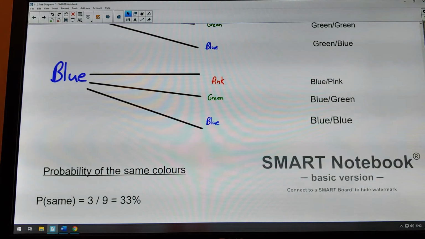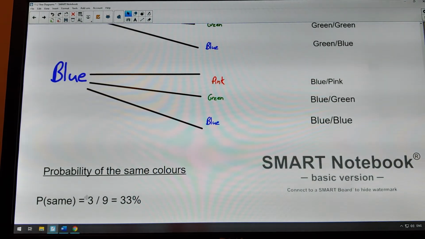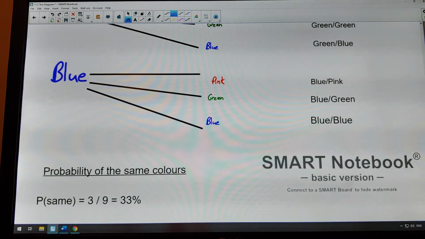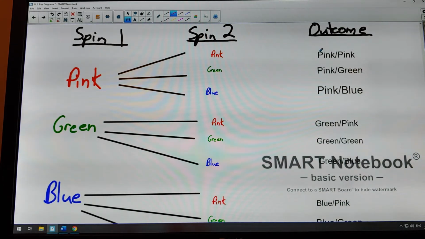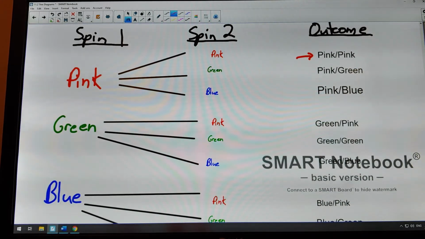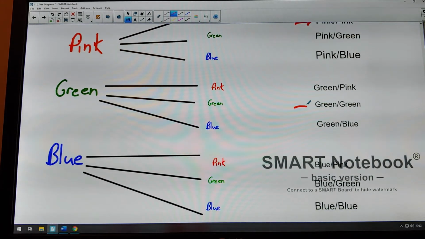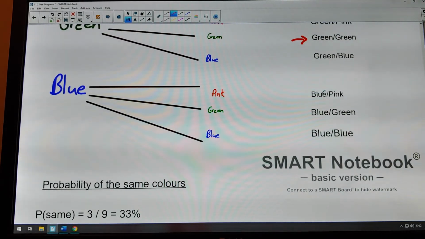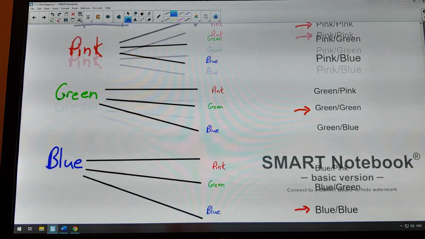Now, one of the questions asked is find the probability of getting the same colors. So probability of getting the same. Our favorable outcome is outcomes that have the same. So I go looking in my first grouping for outcomes with the same. Well, pink, pink. That's pink, green, pink, blue. No, nothing the same there. Green, pink. Oh, green, green. And then green, blue. And then go in my third, and either the same. Oh yeah, blue, blue. So favorable outcomes, I have 1, 2, 3 of them.